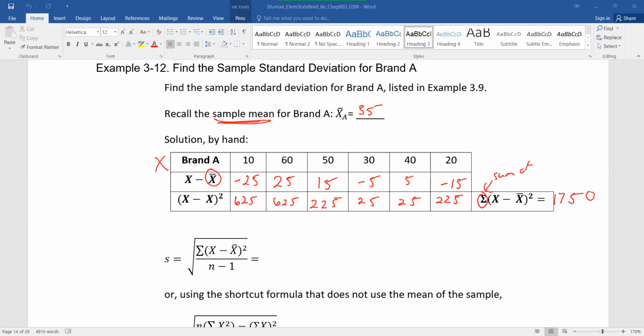All right. So now we've calculated our standard deviation's numerator so that we now have the answer. It'll be the square root of 1,750 divided by n minus 1. How many samples in brand A do I have? 6. So this becomes 6 minus 1, which is what? 5.